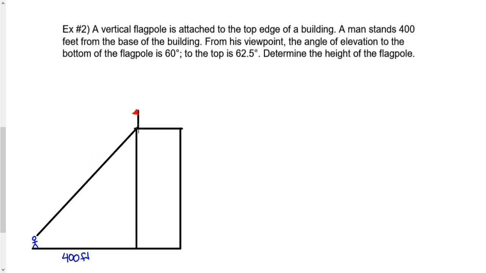The angle to the bottom of the flagpole is 60 degrees. So that'd be a 60-degree angle. But it says to the top of that same flagpole is 62.5.